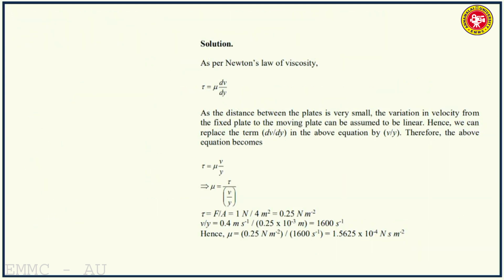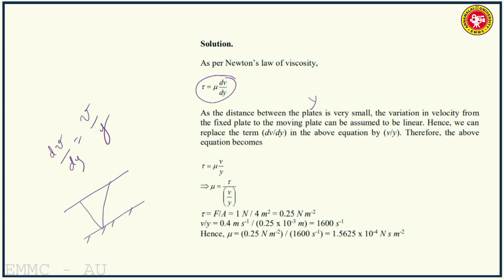Now we are using Newton's law of viscosity, that is tau is equal to mu multiplied by dV over dy. We will assume that as the distance between the plates is very small, that is y is very small, the velocity gradient is linear, that is the variation is linear. So you have the bottom plate, the top plate, and then this variation is linear.